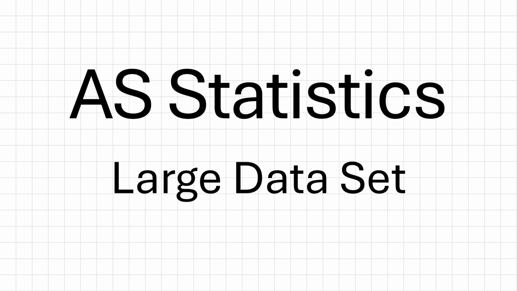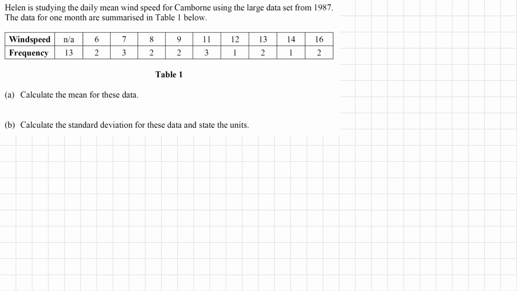This is an AS statistics question on the large data set. Helen is studying the daily mean wind speed for Camborne using a large data set from 1987. The data for 1 month are summarized in table 1 below. Here's table 1. Part A, calculate the mean for these data.